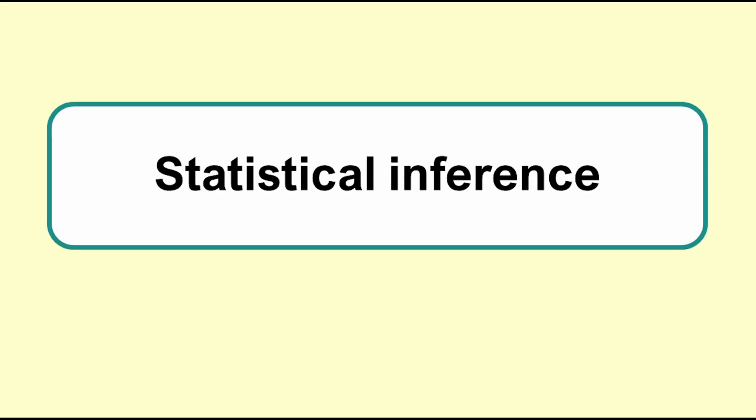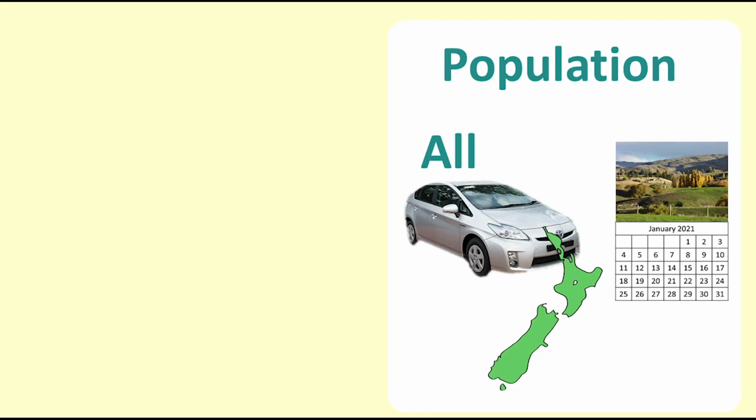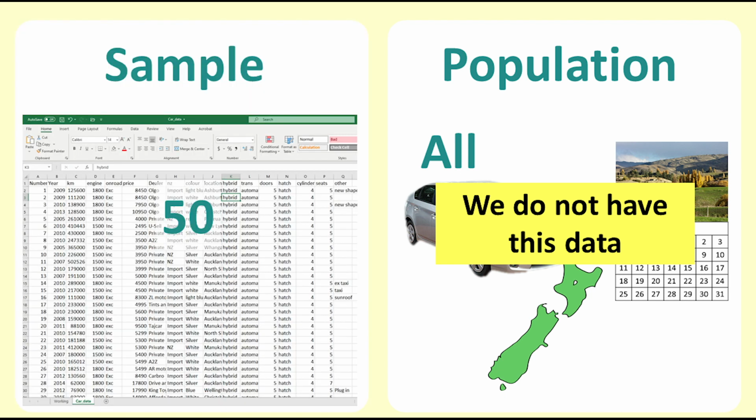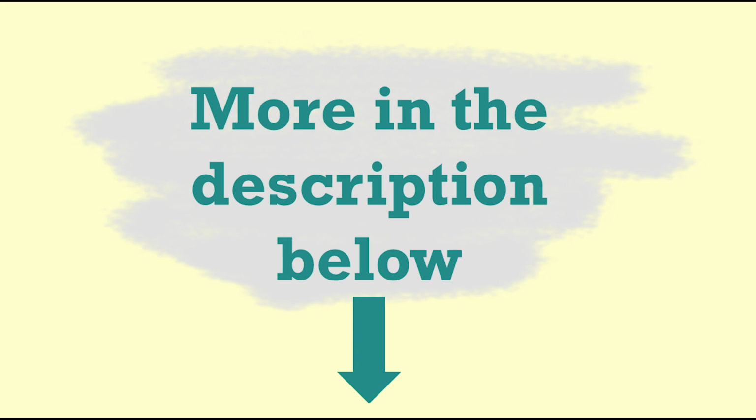Now we get to the inference part of this. We do not have data on every Toyota Prius for sale in New Zealand in January 2021, so we need to take a sample. Ideally, it should be a random sample in which every Prius has an equal opportunity of being selected. Samples are seldom ideal. See in the description below for a link to a blog post about this.